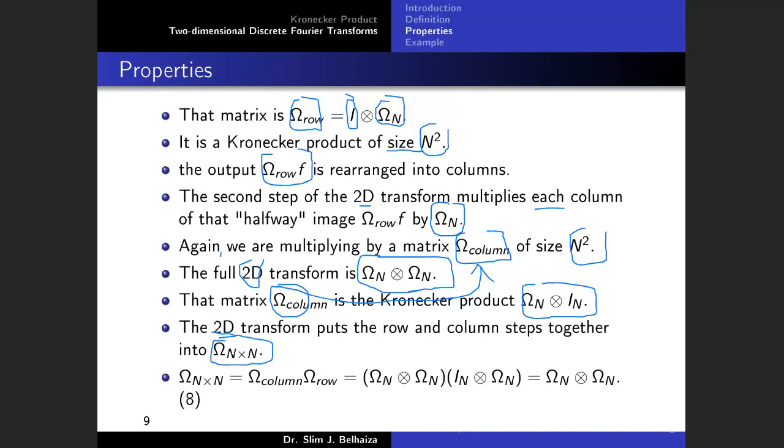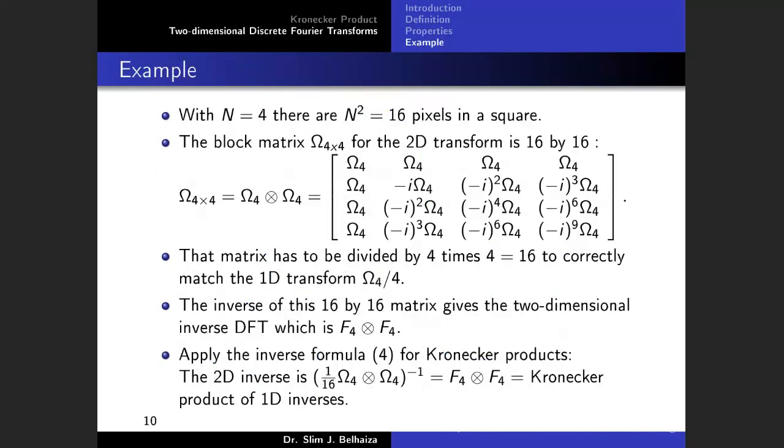So what is omega index n by n? It is omega column by omega row, and in fact it's the product of the Kronecker product omega n by the identity of size n, and the identity of size n by omega n. So you get omega n by omega n.